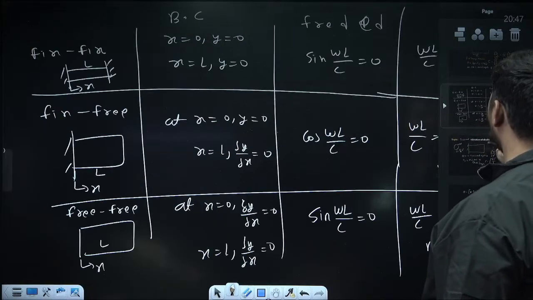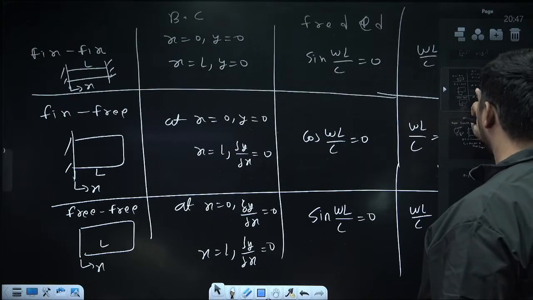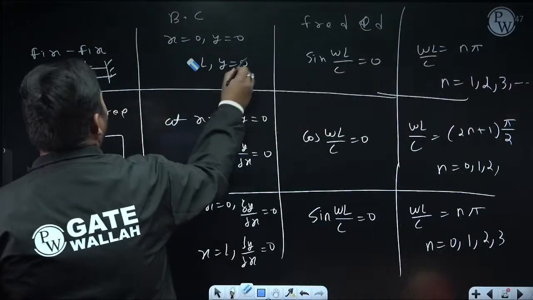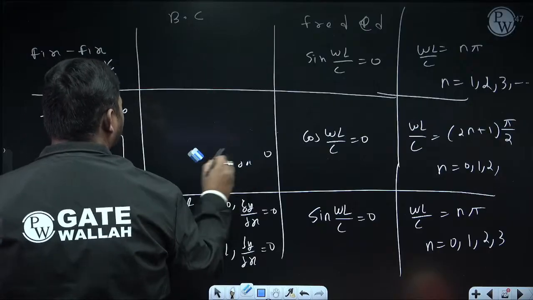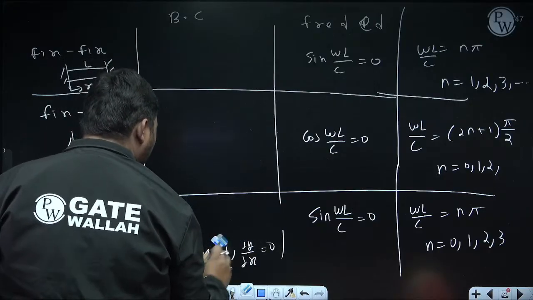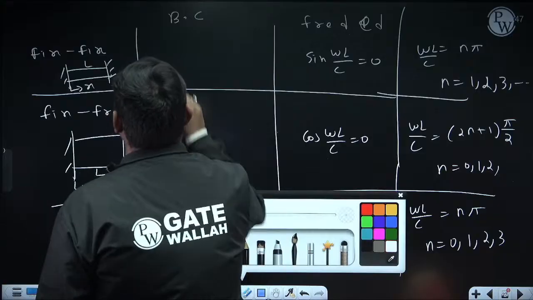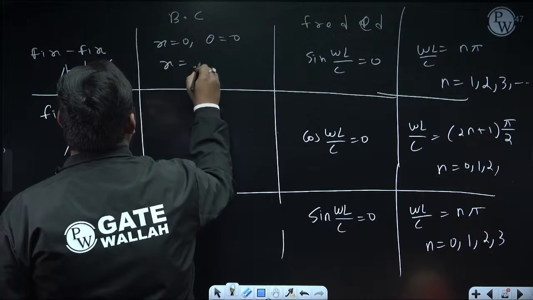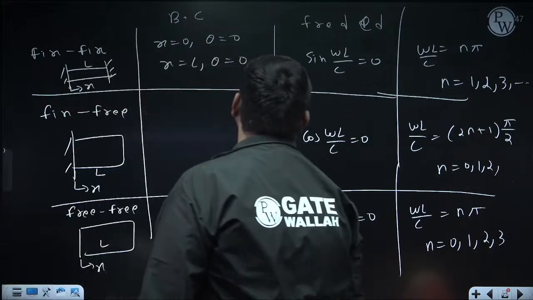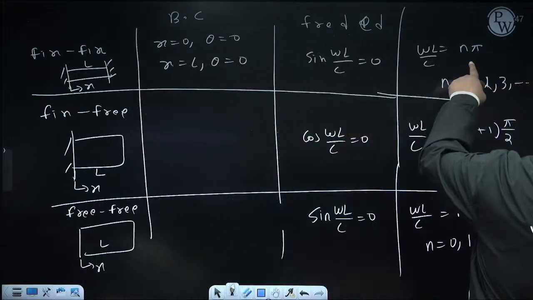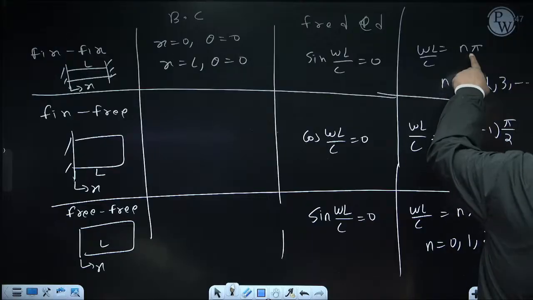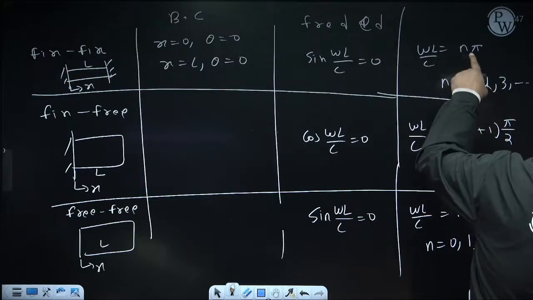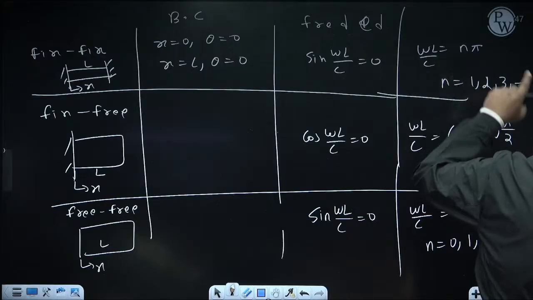I am just copying this now. Okay, the only difference is that instead of y, the variable is theta. So can I say at x equal to 0 in fixed, theta is 0, at x equal to L also theta will be 0, but the frequency equation is again in terms of sine. So omega L by C will be n pi, and n will start from 1, because by putting n equal to 0, omega comes 0, which is not practically possible. For the frequency of the fundamental mode, put n equal to 1, which is the first non-zero frequency, which will be pi C by L.